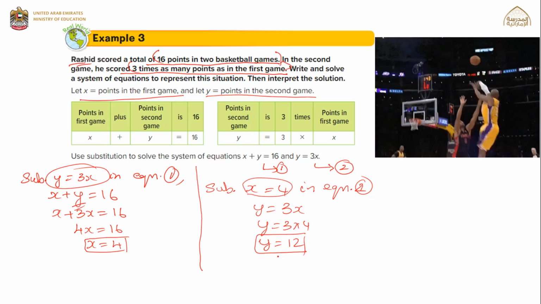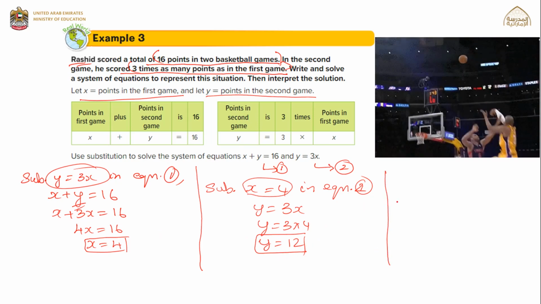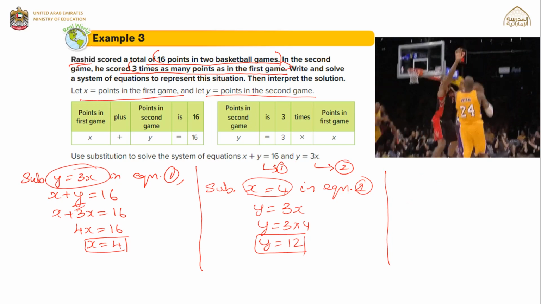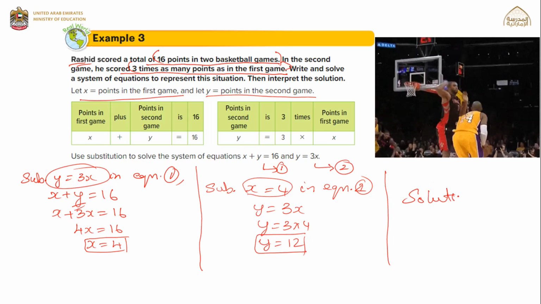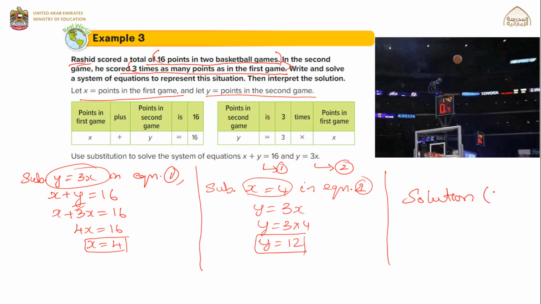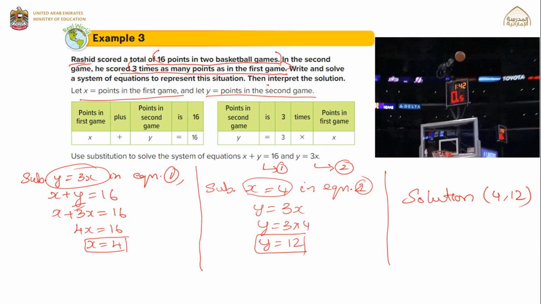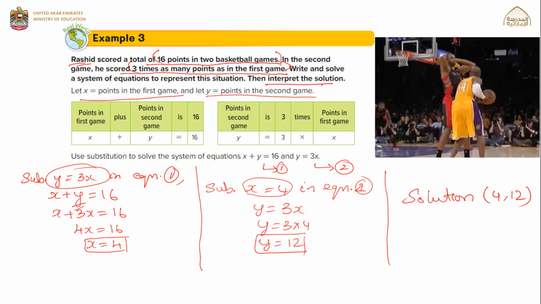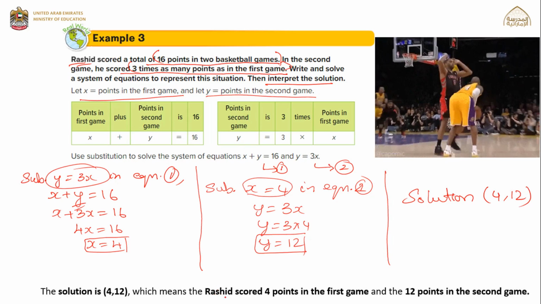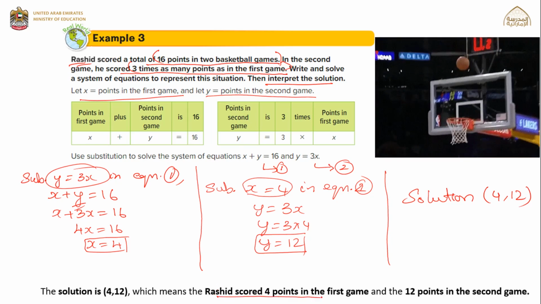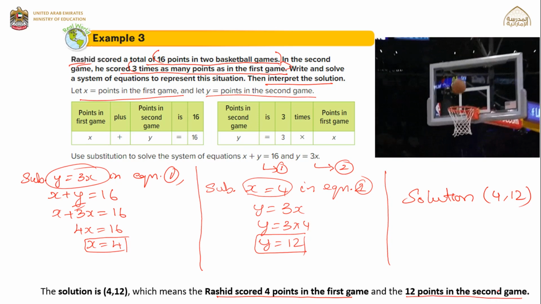Okay. So did you get the solution? Yes. Based on our solving algebraically, we got the solution as 4, 12. But the question says here, interpret your solution. So what does this solution mean? It means Rashid scored 4 points in the first game and 12 points in the second game.